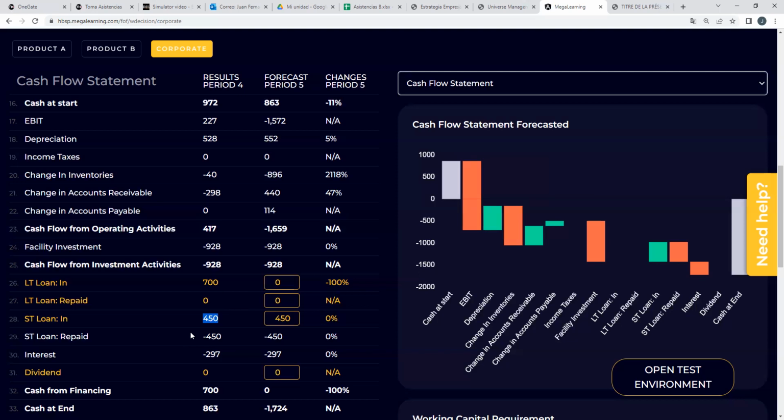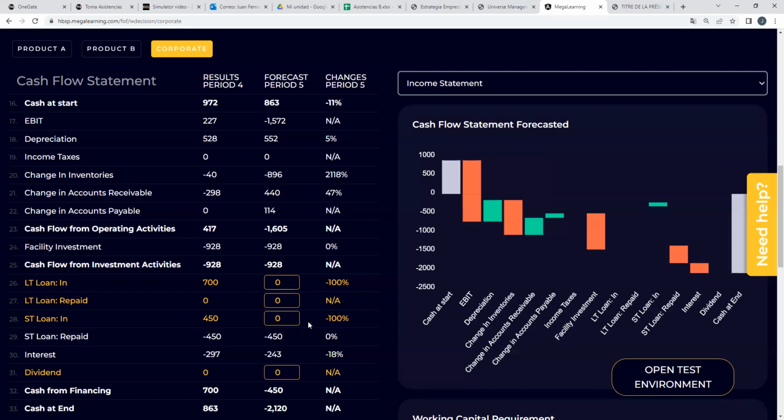Okay, it is better to avoid this type of credit, no? Only if you don't have any more alternative. Okay, so let's put here 0 for the next round. Okay, so it's a decrease of 100%. And the previous administration also got a long-term credit in the previous round of $700.